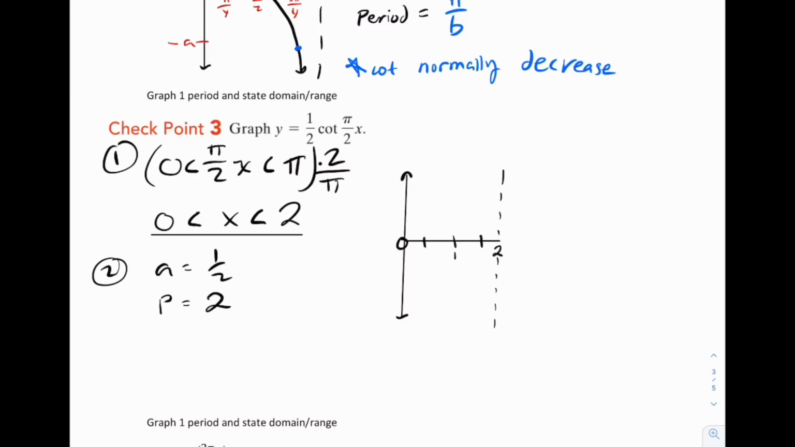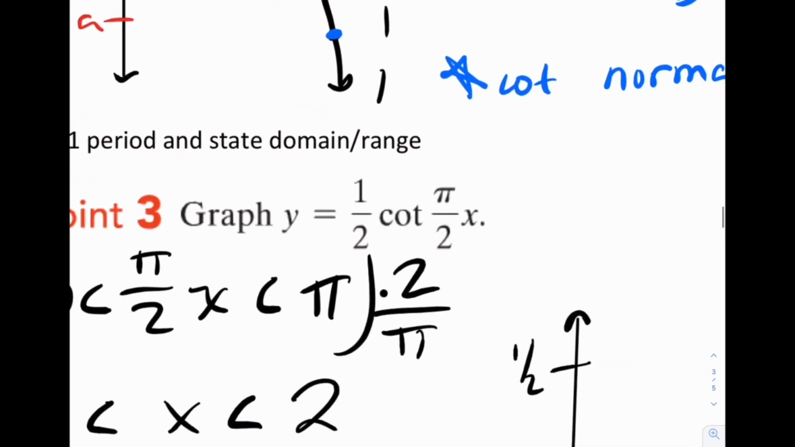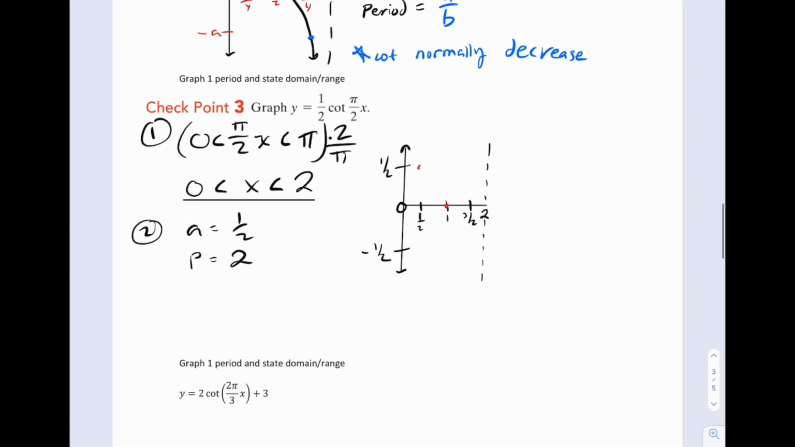Let's scale it. 1 half, 3 over 2. We're going to go up 1 half, down 1 half, and the points are pretty similar to tan. You always have your middle point, and cotan normally decreases. We can see that that's a positive half, so it will just decrease like a normal graph here. We'll put our wave in. Let's label 1 half, 1 half, 1, 0, 3 over 2, negative 1 half.